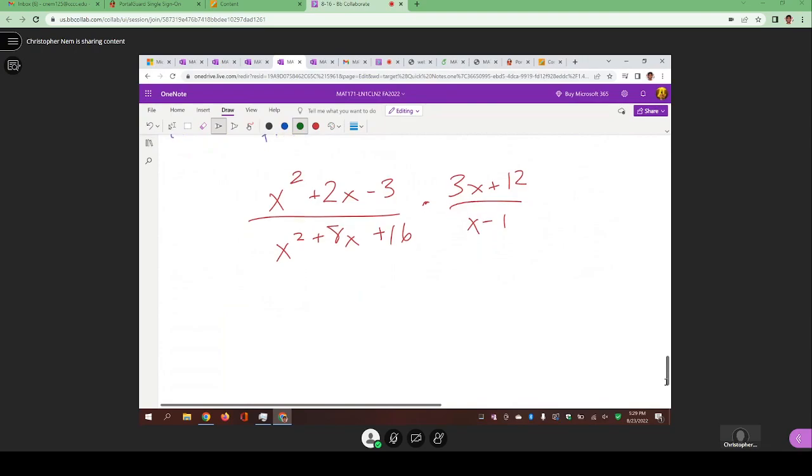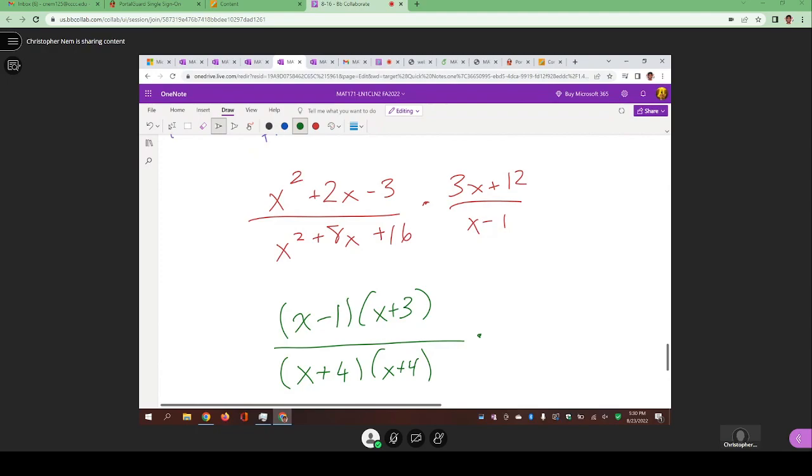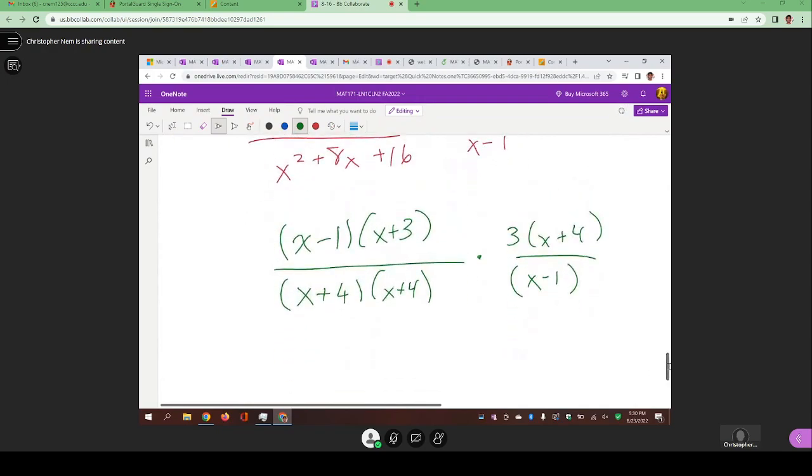If we factor the numerator of the first factor, we get x minus 1 times x plus 3, all over x plus 4 times x plus 4, times, if I factor out the GCF, I get 3 times x plus 4, all over x minus 1. Boom. Now we're going to put them together.